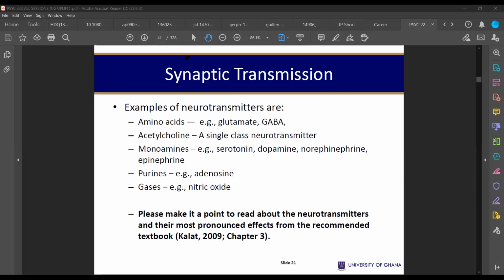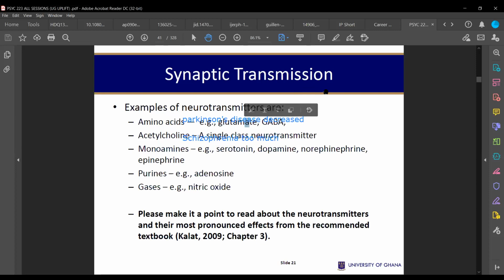So you should pay attention to some of the disorders associated with the various neurotransmitters. Then too little dopamine. If there's a decreased level of dopamine, it could lead to Parkinson's disease. Then too much dopamine in a person's system will lead to a disorder known as schizophrenia. So this one is too much, and this one is decreased level. These are the things you're supposed to know.